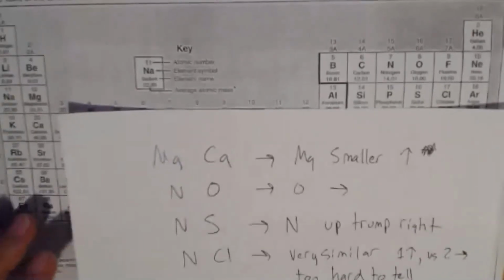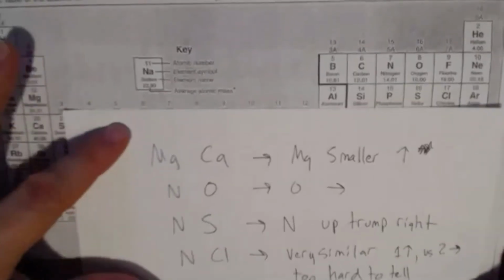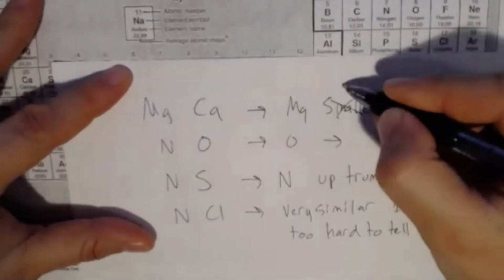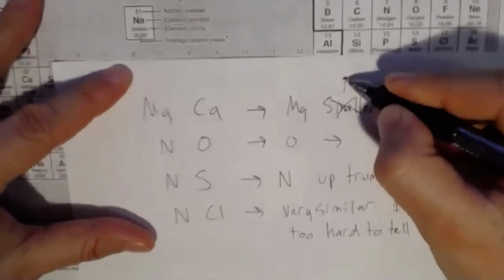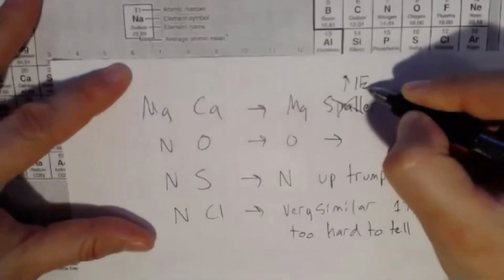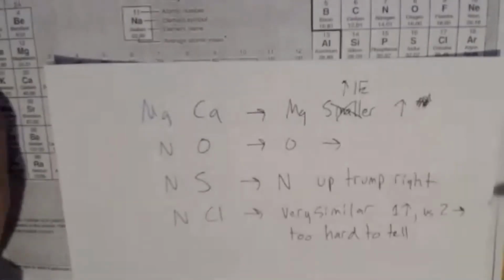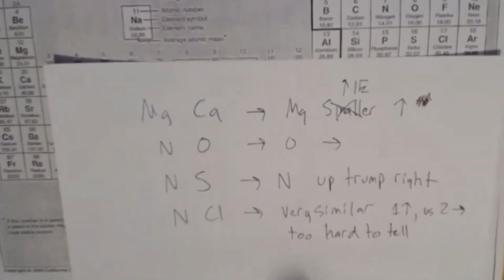Okay. And I could ask the same question. Instead of saying smaller, I could cross out smaller and say, what has a higher ionization energy? Or I could say, what has a stronger electron affinity? Same kind of result.